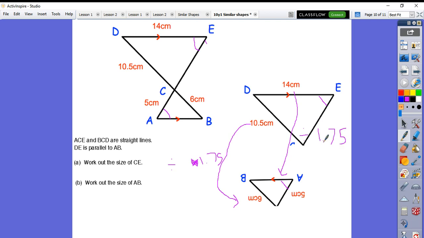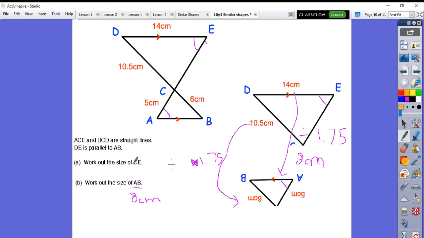Okay. And that will give me 14 divided by 1.75 will give me 8 centimetres. Okay, so I know that AB is 8 centimetres. Okay.